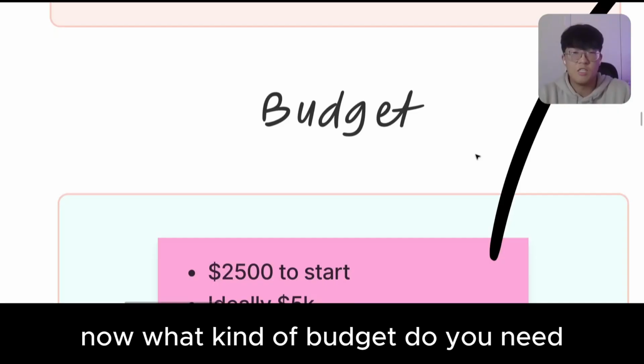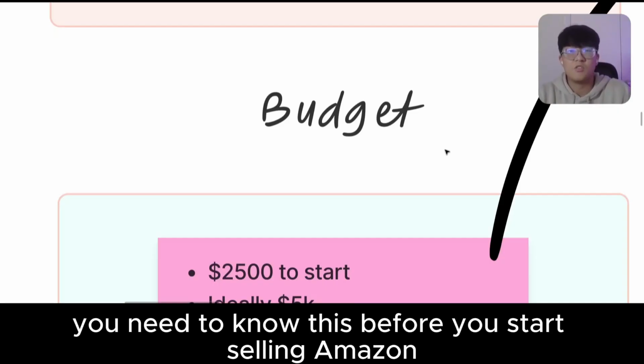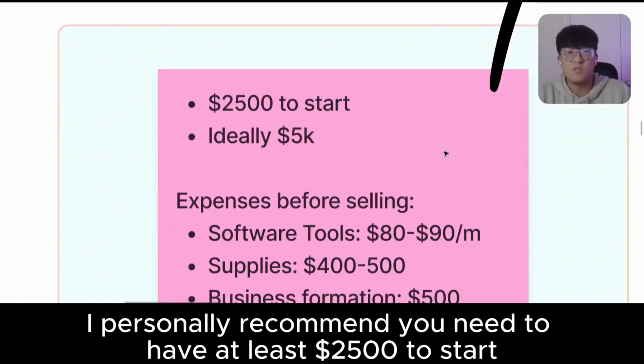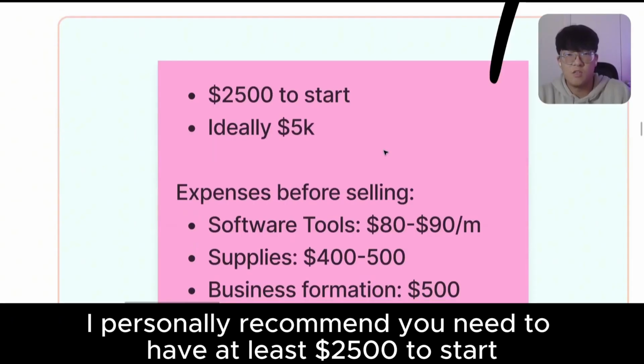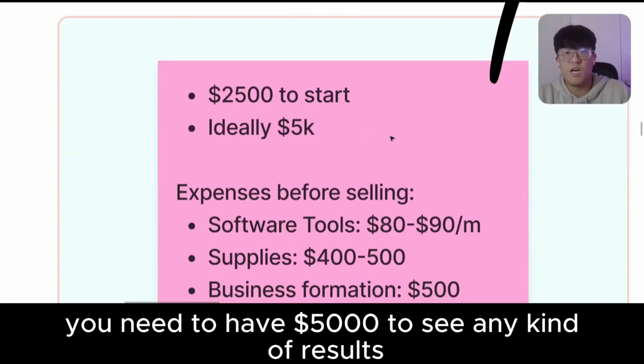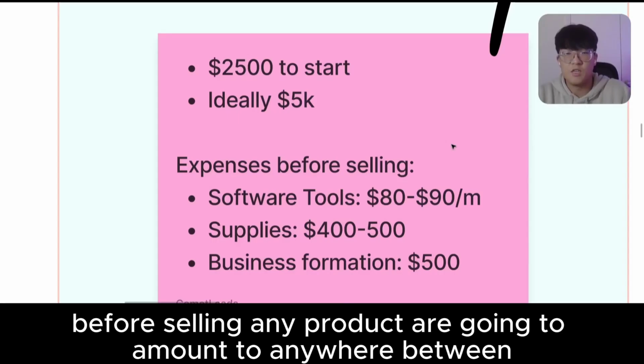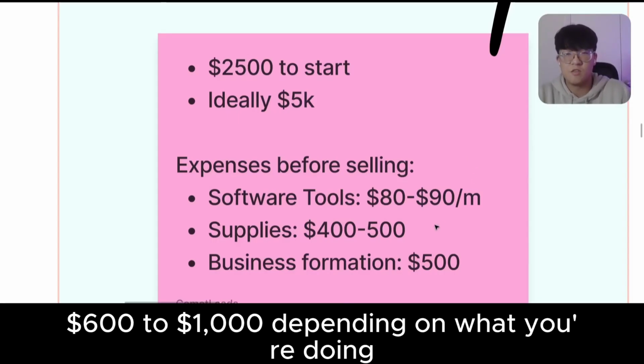Now, what kind of budget do you need? You need to know this before you start selling on Amazon. You need to be realistic with yourself. I personally recommend you have at least $2,500 to start. Ideally, you need to have $5,000 to see any kind of results in the short term, because your expenses before selling any product are going to amount to anywhere between $600 to $1,000 depending on what you're doing.